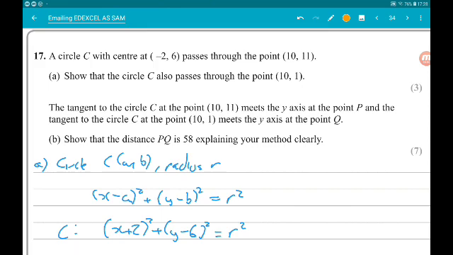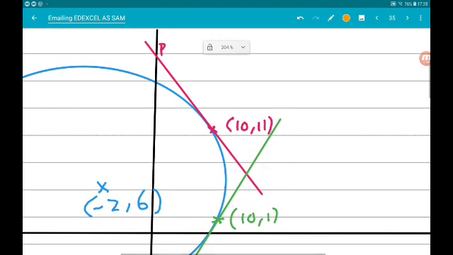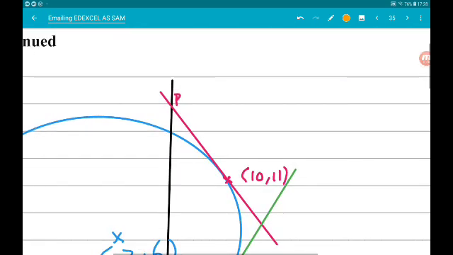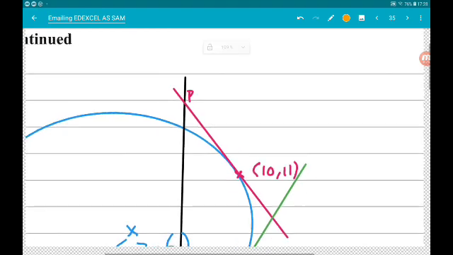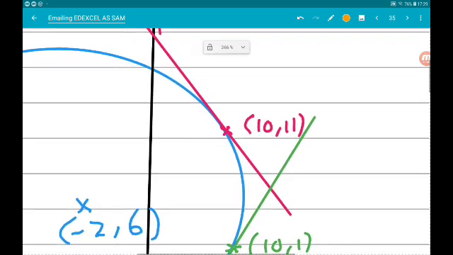So, for this sort of question, I highly recommend making a sketch, which I've done here. The red line is our tangent at (10, 11). That meets the y-axis at point P, and the green line is our tangent at (10, 1), which meets the y-axis at Q. So we need to find the equation of each tangent. The way that we do this is tangents are perpendicular to the radius at the point where the tangent hits the circle. So, let's do the red one first of all.